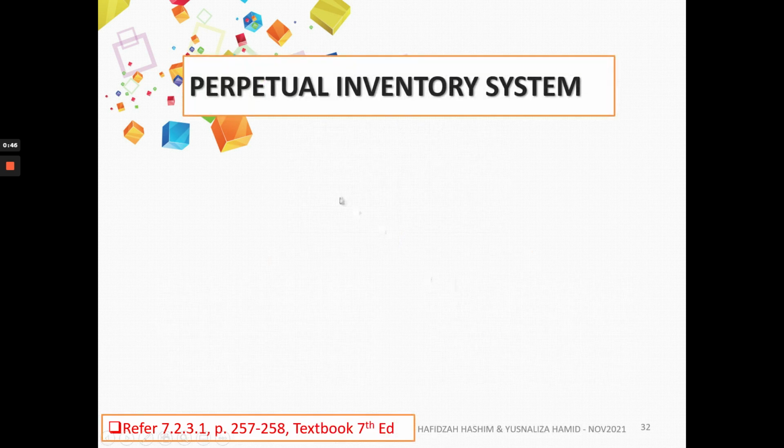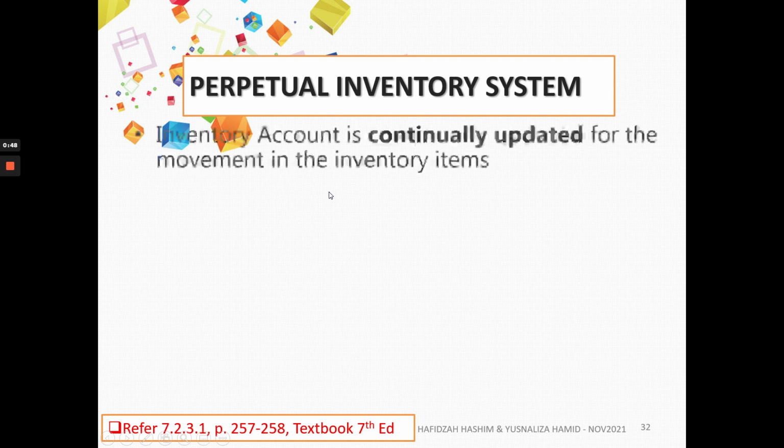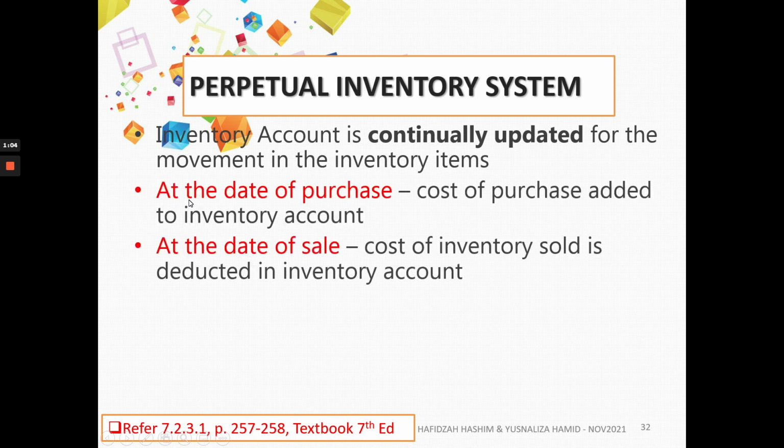So let us look at the first one, the perpetual inventory system. Under this system, the inventory account is continually updated for the movement of inventory items. And as you know, the term perpetual inventory system may be familiar to most of you, as you have learned this in your earlier financial accounting studies. So in this session, we'll be quite fast to proceed with these two inventory systems.